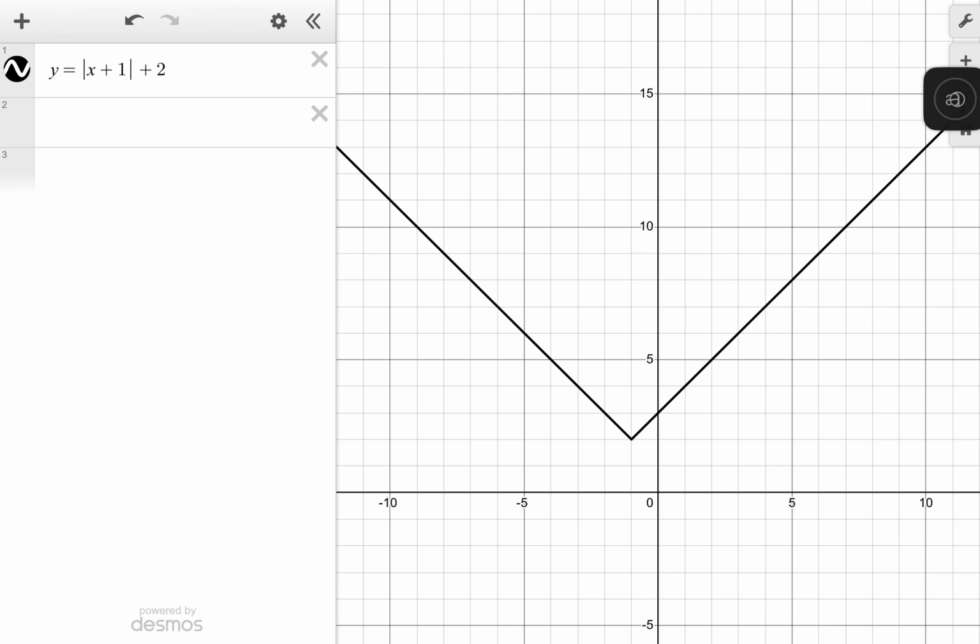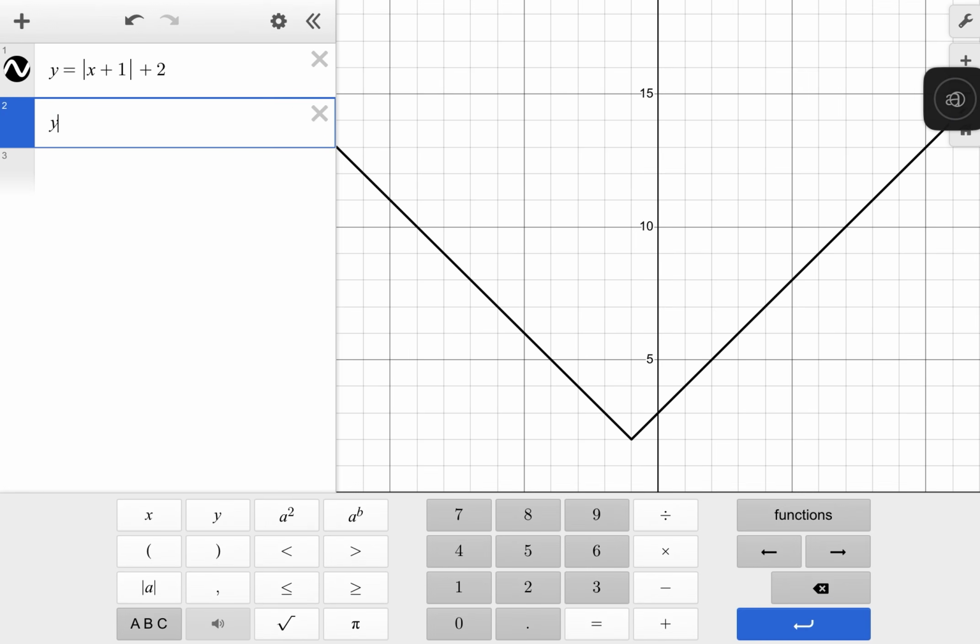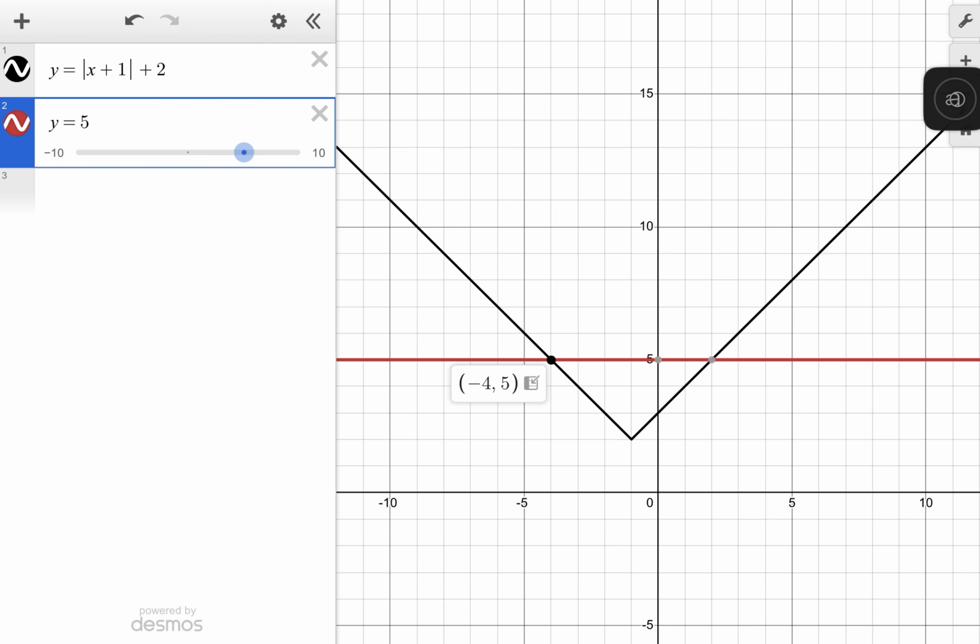Now here, you have another graph, y equals 5. So both of these intersections obviously have the same y coordinate, as you can tell. They both intersect at points with the same y coordinate, but they have different x coordinates. So if a question asks you to find the value of the greatest x coordinate, you should report 2, because 2 is greater than negative 4.